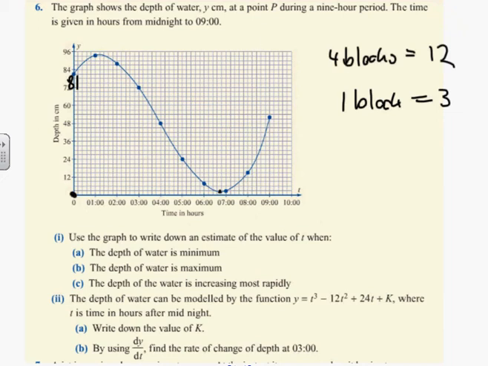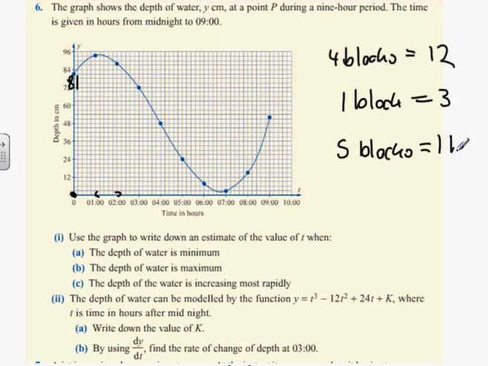So we'll just count the blocks on the x-axis as well. How many blocks are there in between each one? Is it 5 or 6? 1, 2, 3, 4, 5. Does everybody agree that there's 5 blocks in between 1 and 2? Is it 5 or 6? 5. So, are you listening? 5 blocks equals 1 hour.